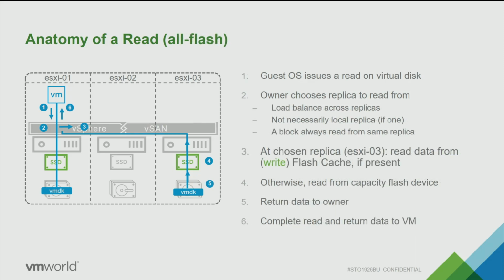Now for all flash, there's a common misnomer that in all flash we only read from the capacity tier. That's not true. Those reads can still come from the DRAM cache. They can still come from the write buffer. Maybe the data hasn't destaged yet. We're obviously going to read it from there. And then lastly, we'll go to the capacity tier, that backing drive. We'll complete the read. And again, these reads are distributed across both copies. It's active-active. We don't have a silo that's not being used.